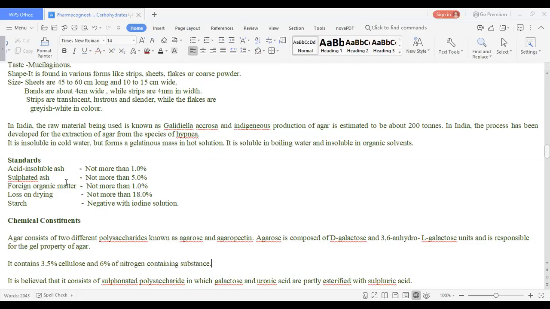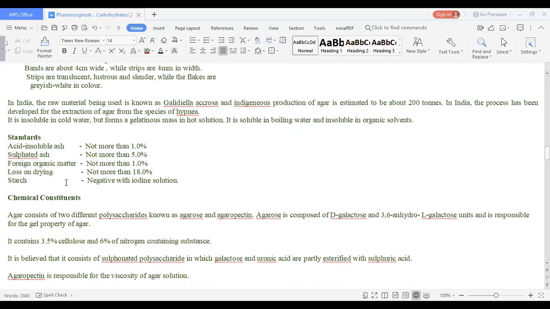Agaropectin contains 3.5% cellulose and 6% of nitrogen also. It is believed that it consists of a sulfonated polysaccharide in which galactose and uronic acid are partly esterified with sulfuric acid. Agaropectin is responsible for the viscosity of agar solution.